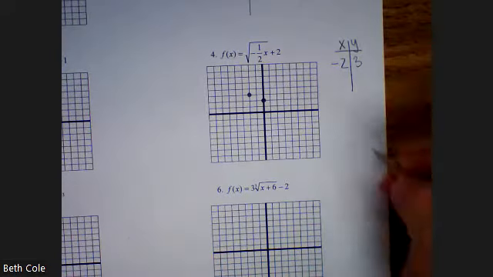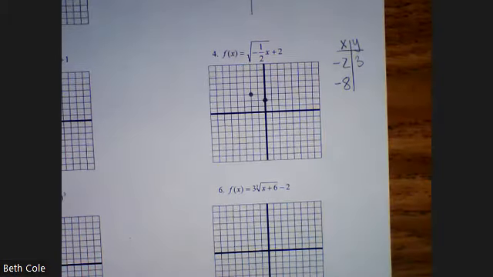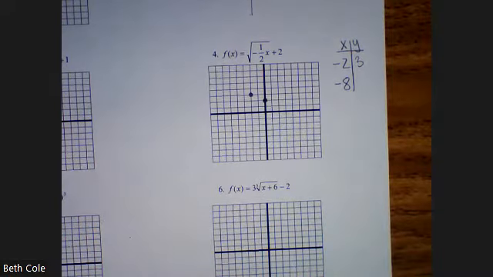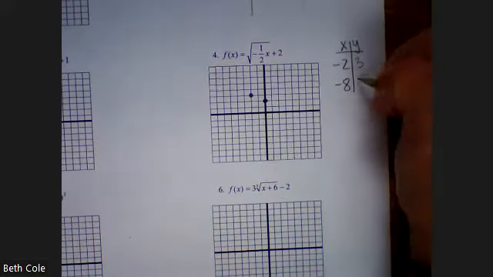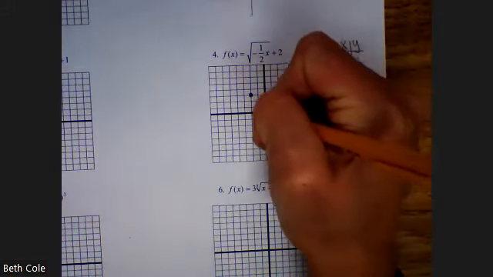We just did negative 4. Negative a half times negative 8. 4, good. Square root of 4 is 2 plus 2 is 4. So negative 8, 4.